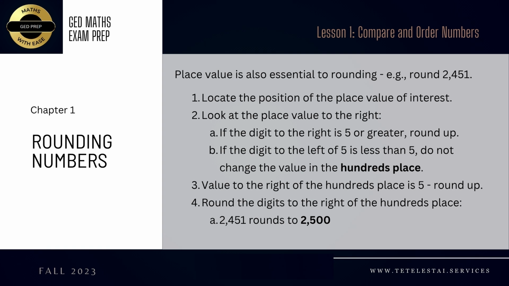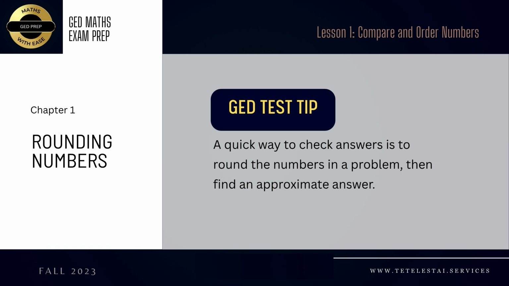Okay. All right. So when you're working on the practice test, for example, or even taking the actual test itself, one way that you can check your answers is to round numbers in the problem and then find the approximate answer. Because sometimes you might see an answer that's close to what you have, but it's not quite there. So you can use rounding to help you get to the approximation, if you understand what I mean.